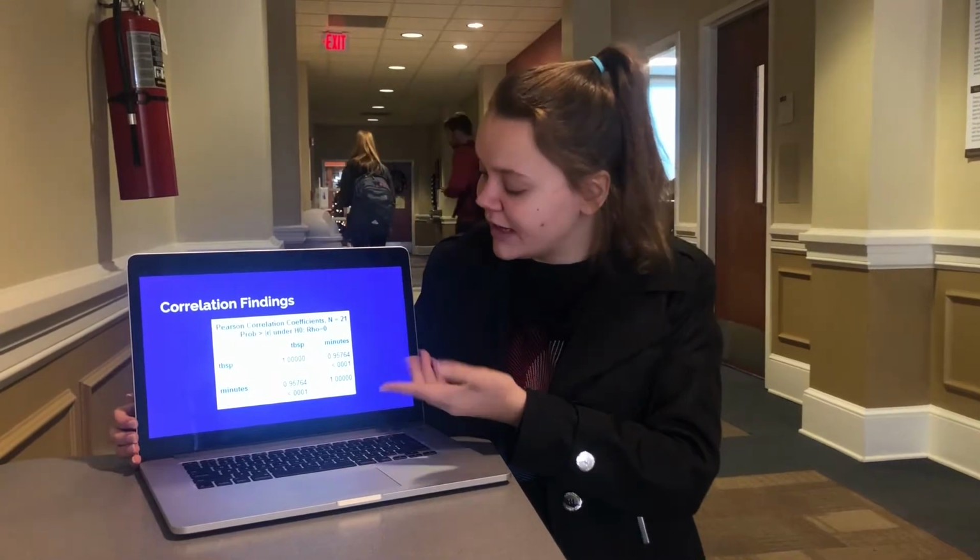Tablespoons of salt and amount of time in minutes that it took the water to boil. As you can see in this table, we established a correlation of 0.9576 between the tablespoons of salt and the boiling time. As you probably already know, this is a very, very strong correlation.